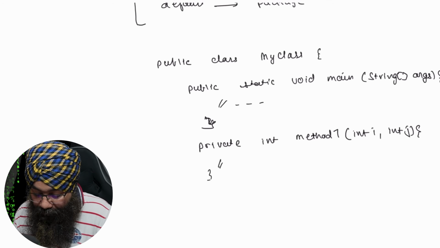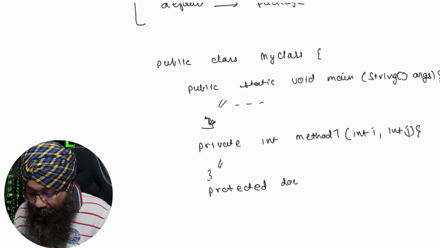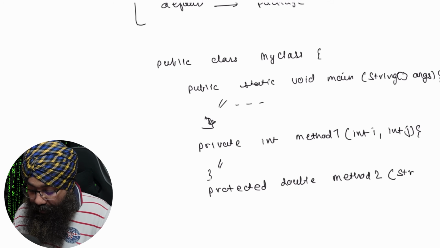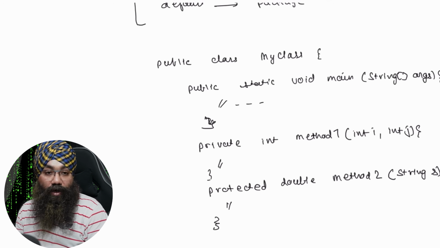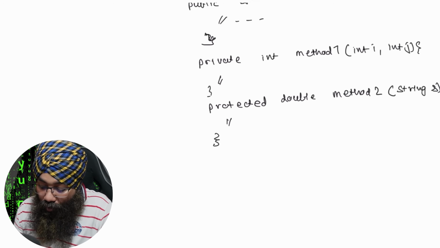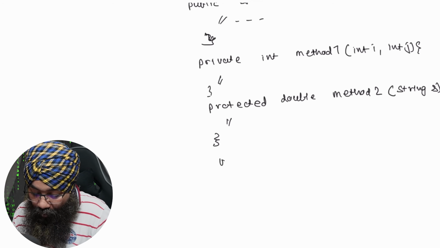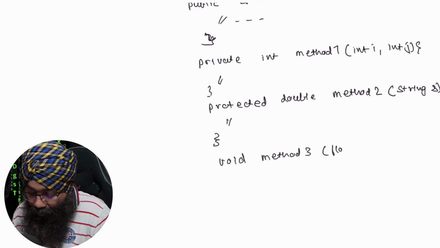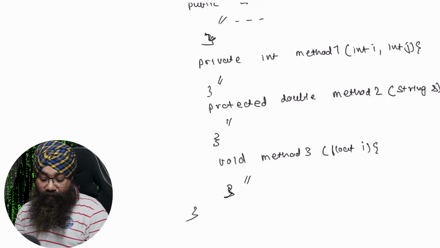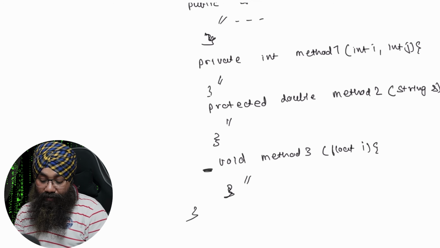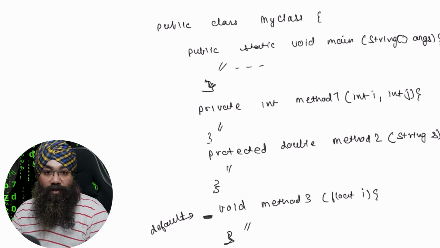You can have another method which can be protected. Suppose it returns a double, method two. Suppose it takes a string as input, String s. So it should return a double as well. And if you don't write any access modifier, and your method also doesn't return anything, it can be void method 3. Suppose it takes a float as input. So this method will not return anything. Since we didn't define any visibility here, it will be considered default. So you can have as many methods as you want in your class.